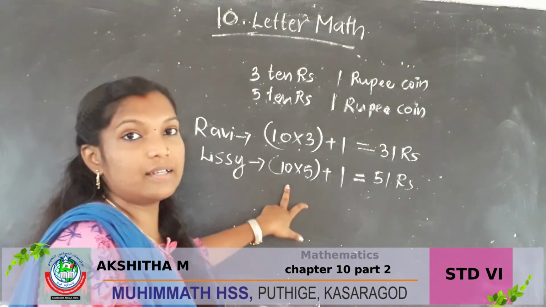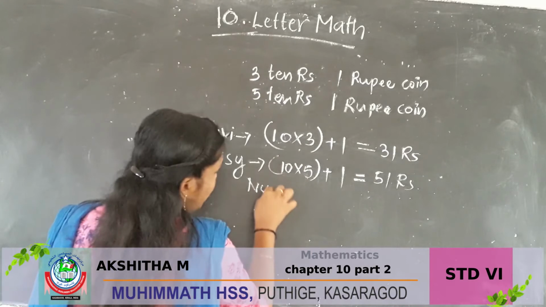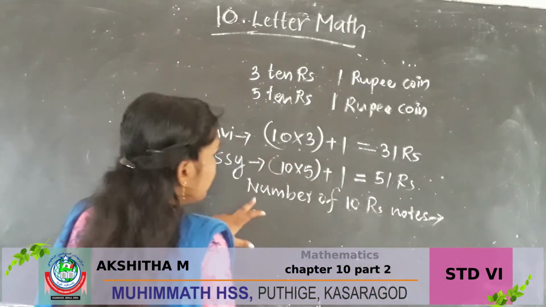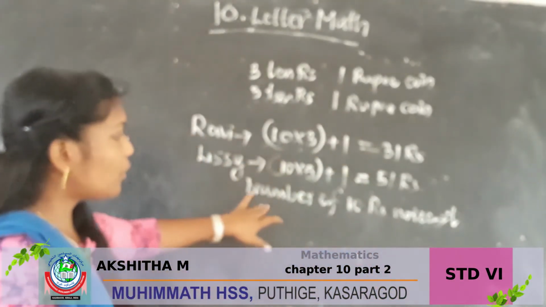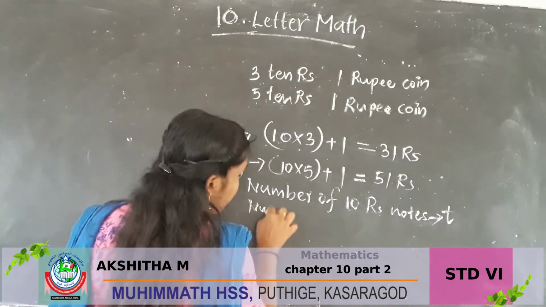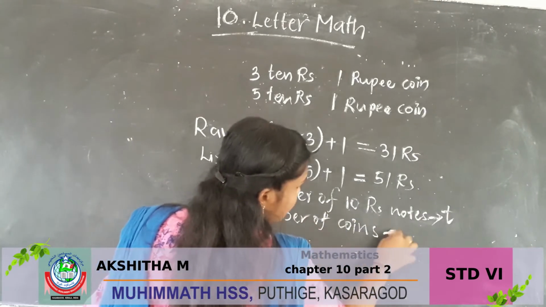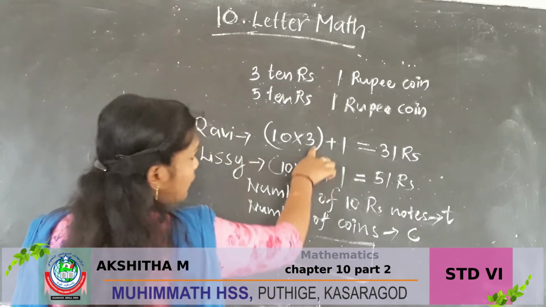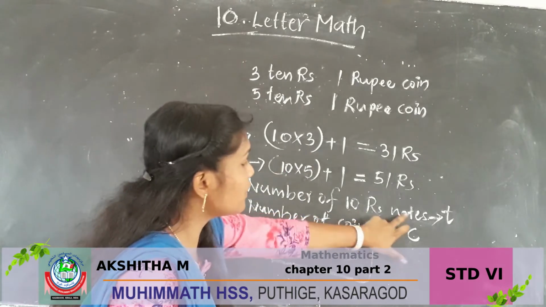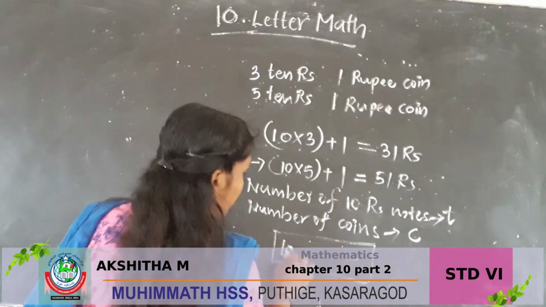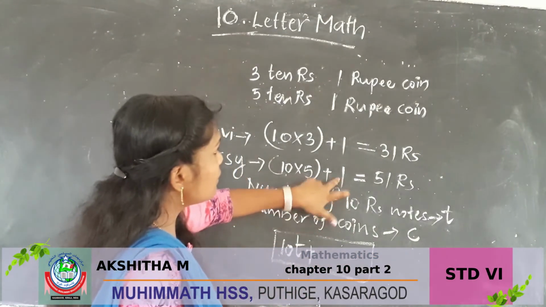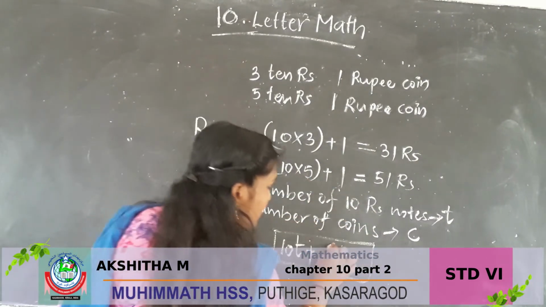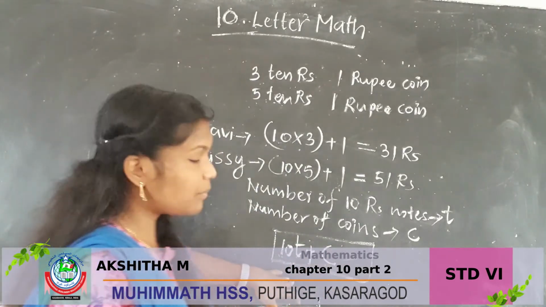So how can we write this by using letters? Number of 10 rupee notes we can write as t, and number of coins we can write as c. Here you can see 3 and 5 is the number of 10 rupee notes, so number of 10 rupee notes we can write as t. So 10t plus 1, this is the 1 rupee coin. So number of coins is here 1, and we can write number of coins as c. So 10t plus c. Like this we can write by using letters.